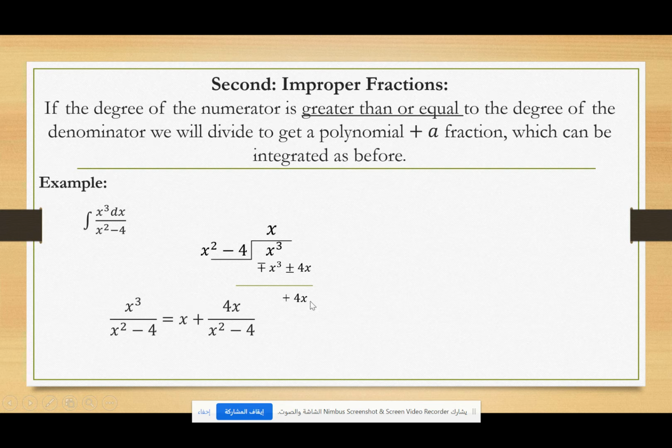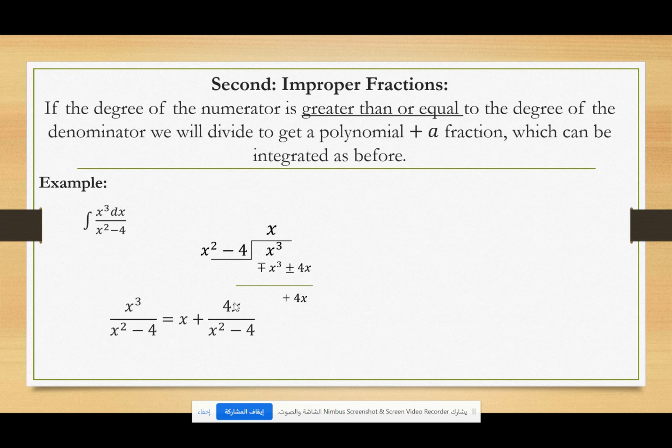And you still have 4x that should be divided by x squared minus 4, but because the power of x is smaller than x squared, we're going to keep it as a remainder. So this remainder is going to be written as 4x over the whole divisor, which is x squared minus 4. So this is what we did. We divide them and we get a polynomial. This is what we call a polynomial plus a fraction. This is what we call a fraction. And we're going to integrate it like before.